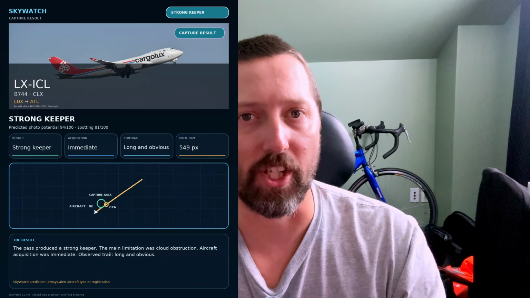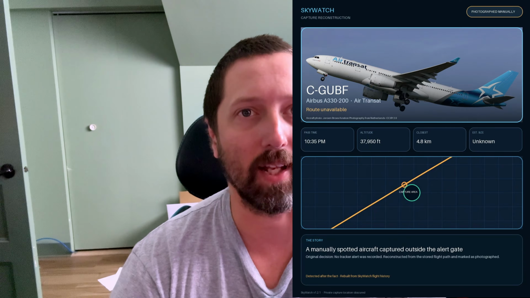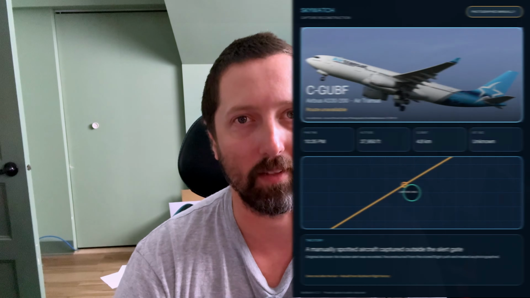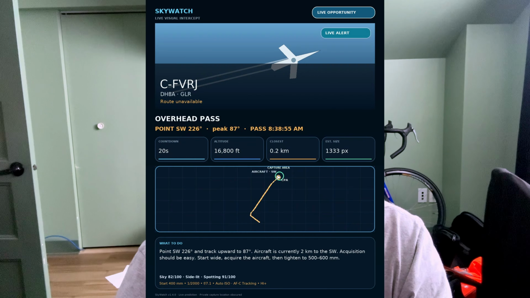A large four-engine aircraft like an A380 or a 747 is generally a better target than a small airliner passing at the same distance. Some aircraft are also unusual enough that I would want to photograph them even in conditions that are not perfect. The system can give more importance to larger aircraft and rare types, military aircraft, government aircraft, helicopters, or anything else that may be worth stepping outside for.